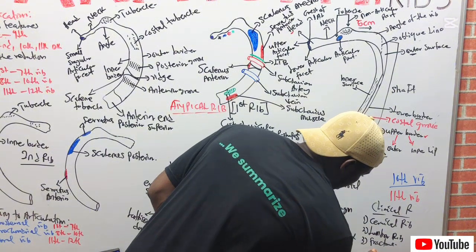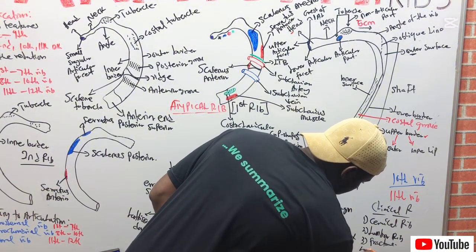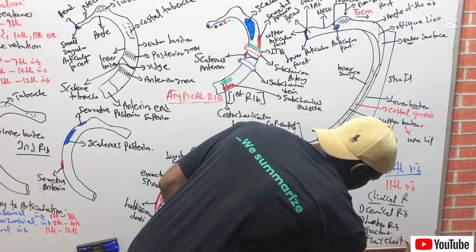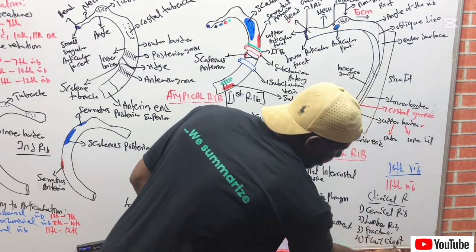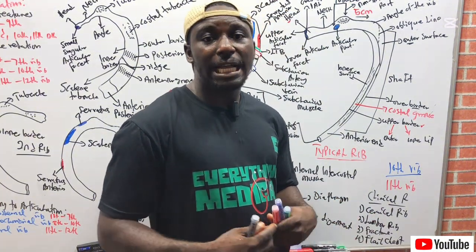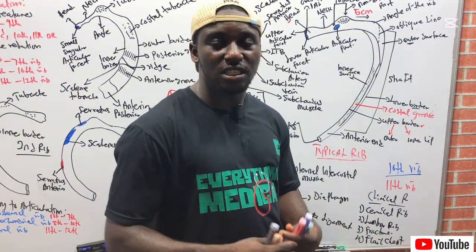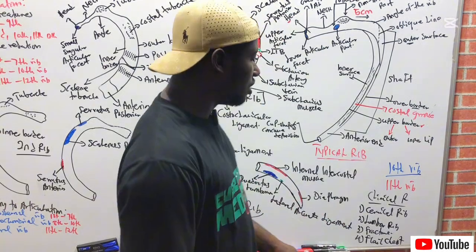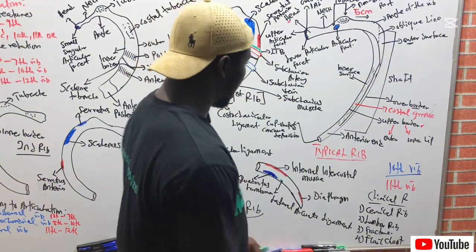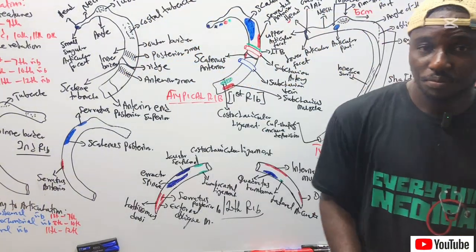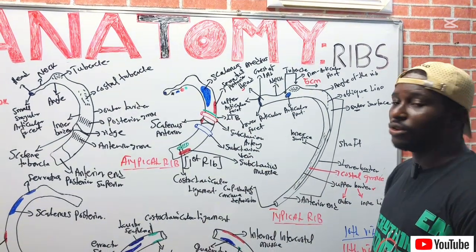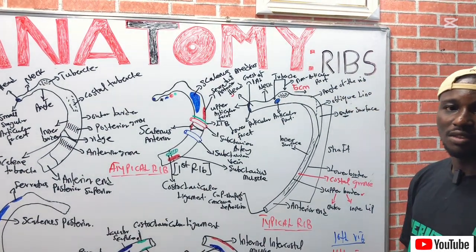The next is flail chest. Flail chest could occur as a result of fracture of the ribs, thereby causing difficulty in breathing because the lungs will be damaged. So these are some clinical conditions associated with the ribs. I believe we have done justice to the rib, ranging from introduction to the clinical relevance. Thank you so much for watching.